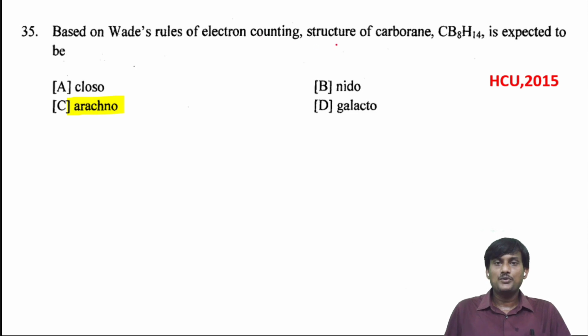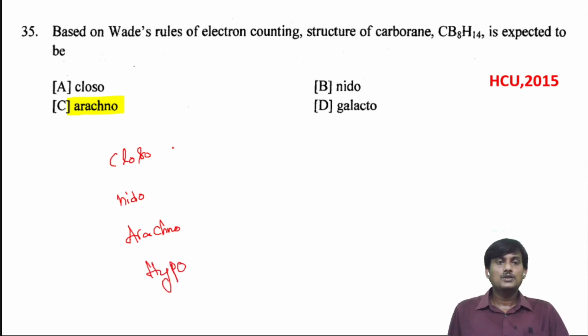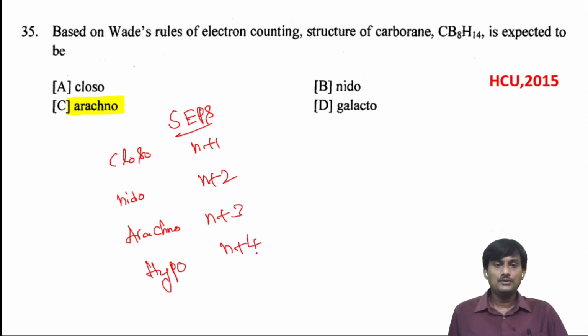Based on Wade's rules of electron counting, the structure of carborane C8H14 is expected to be. We have closo, nido, arachno, and hypho. In closo, the number of skeletal electron pairs is n plus 1, then n plus 2, n plus 3, and n plus 4. Here we have to find out the number of skeletal electron pairs. First, we have to calculate the number of valence electrons.